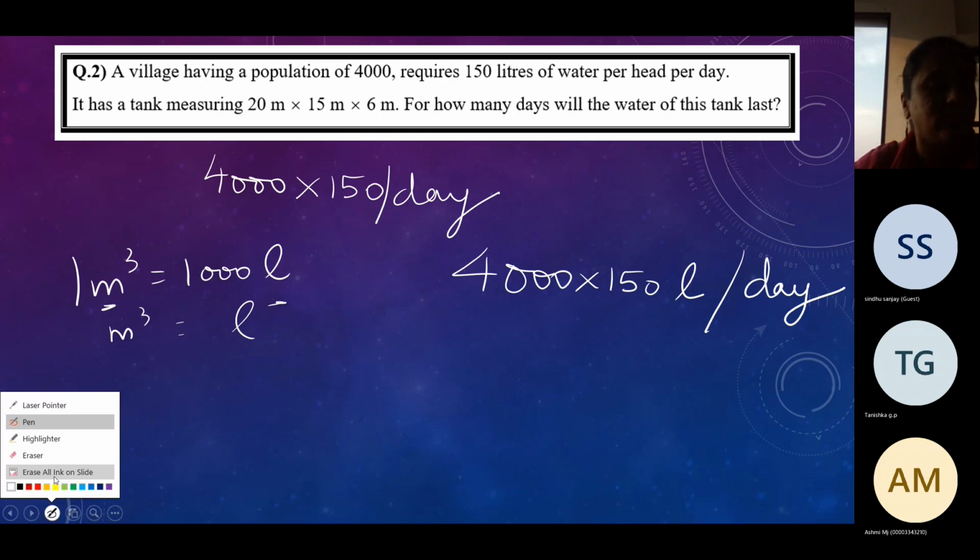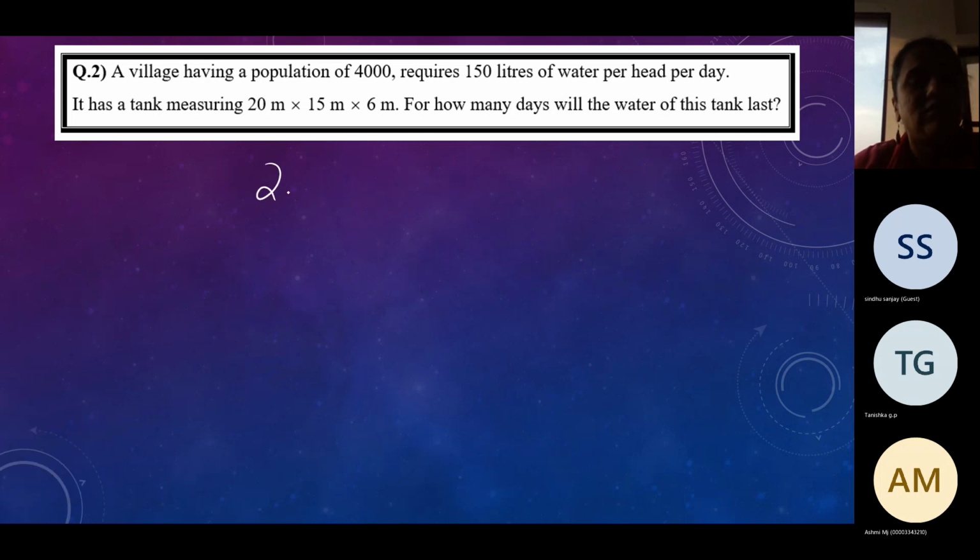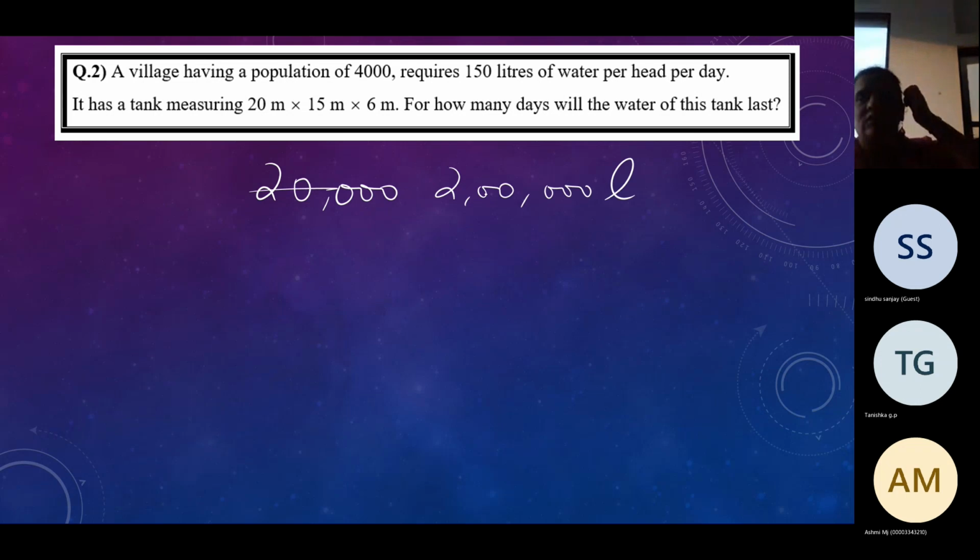Supposing, just for example, some 2 lakh liters. Suppose you find the capacity of the tank in meter cube and then convert it to liters, and it's 2 lakh liters. Originally, you would have found the volume of the tank in meter cube, then using that relation, you convert it to liters. So the capacity of the tank is 2 lakh liters. It has so much water.